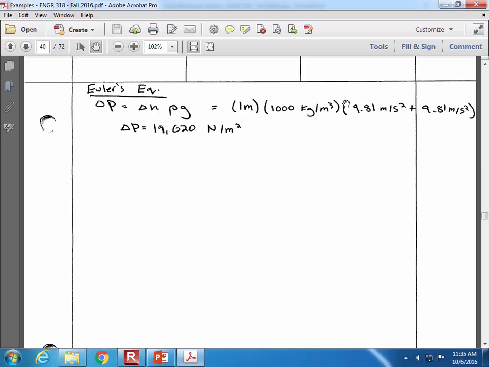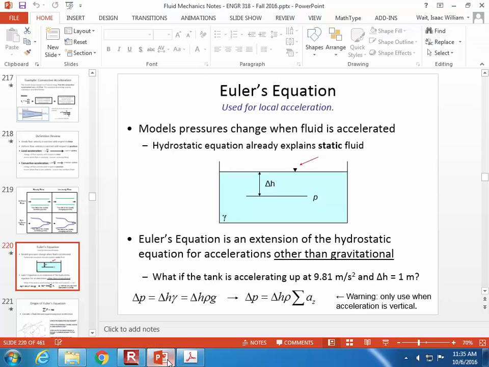So is this experiencing 1 G of force or 2 Gs of force? I guess you could say 2 Gs, because 1 G is what we experience when we're just standing here, right? But then if we're accelerating upwards at an additional 9.81 meters per second squared, then I guess that would be an extra G, so 2 Gs.